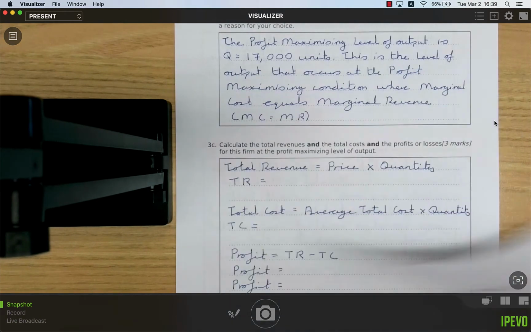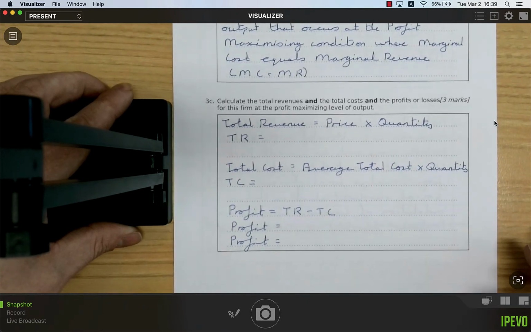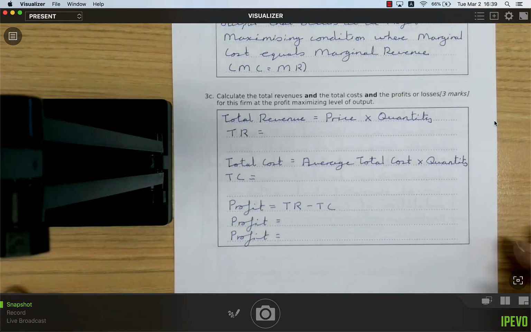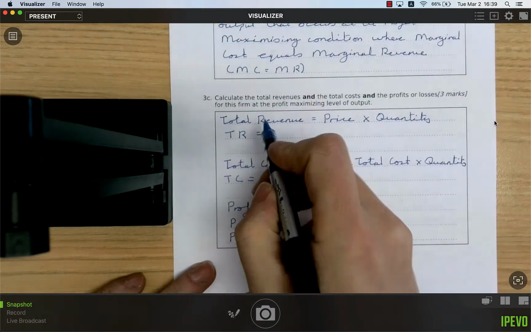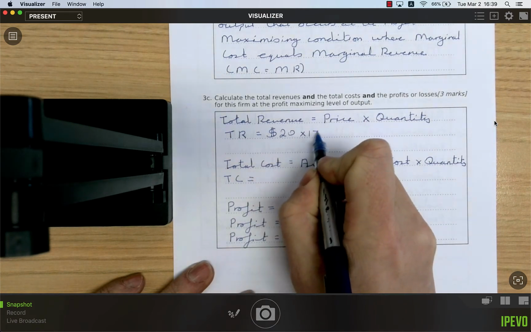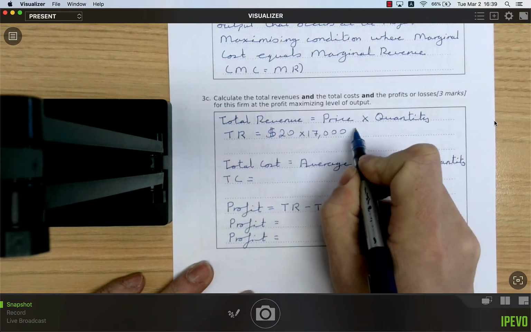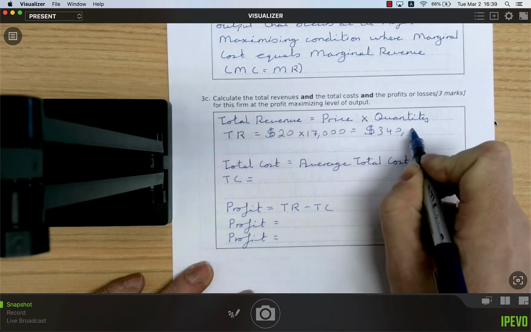Okay, so just trying to give you as much information and trying to do it efficiently as well. Okay, so total revenue is just price times quantity. So how do we find out this? Well, the price we've already said is 20 and the quantity is 17,000 units. Okay, so it's $20 multiplied by 17,000, and that gives me 340,000.